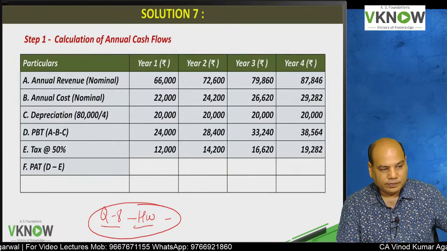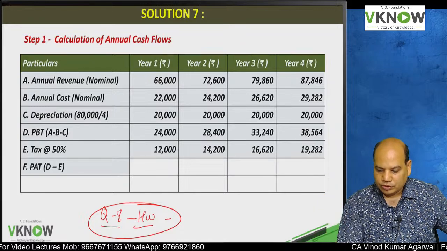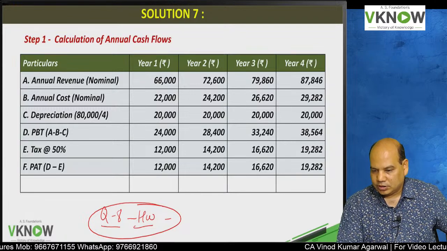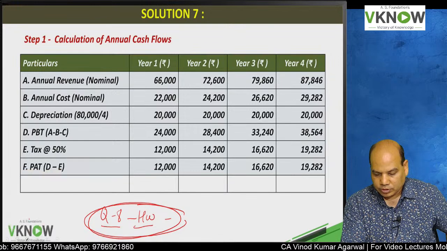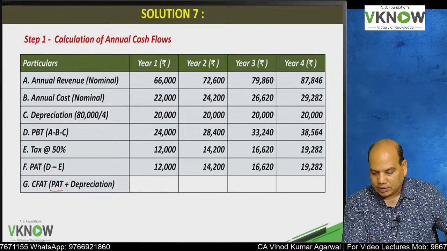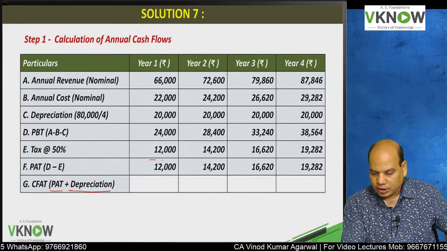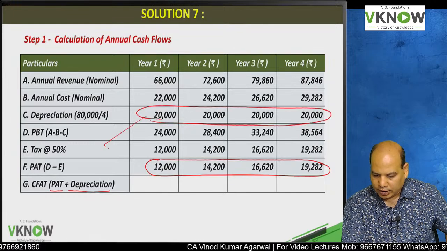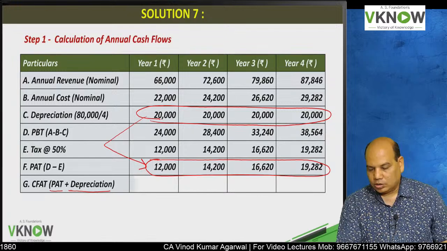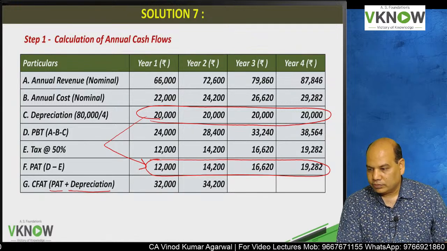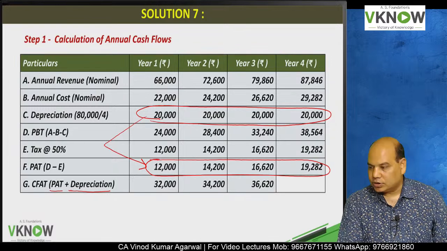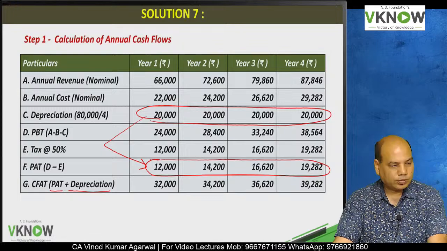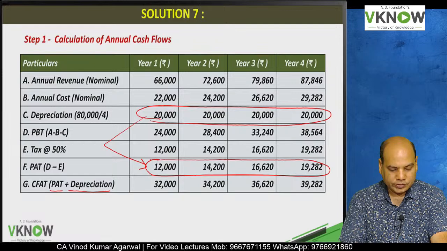You will get PAT. Suppose you don't have time in the exam, you can remove that tax column also. PAT will be same, no calculation, because tax rate is 50%. Question number 8 was homework, note down. And then write down CFAT, PAT plus depreciation. Add these two. You will get 32,000, 34,200, 36,620, 39,282. This is my annual cash flow after tax. This is my annual CFAT.